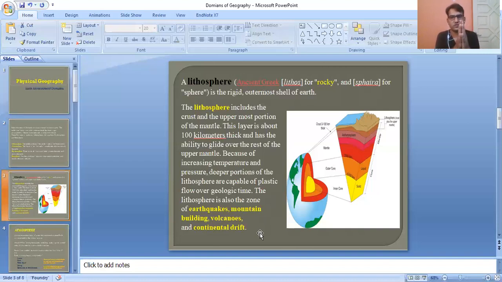Some forces work at the top of the surface of the earth, which are called exogenous forces, the outer forces, and the other forces which work inside the earth are called endogenetic forces. In endogenetic forces, we have earthquakes and mountain building.